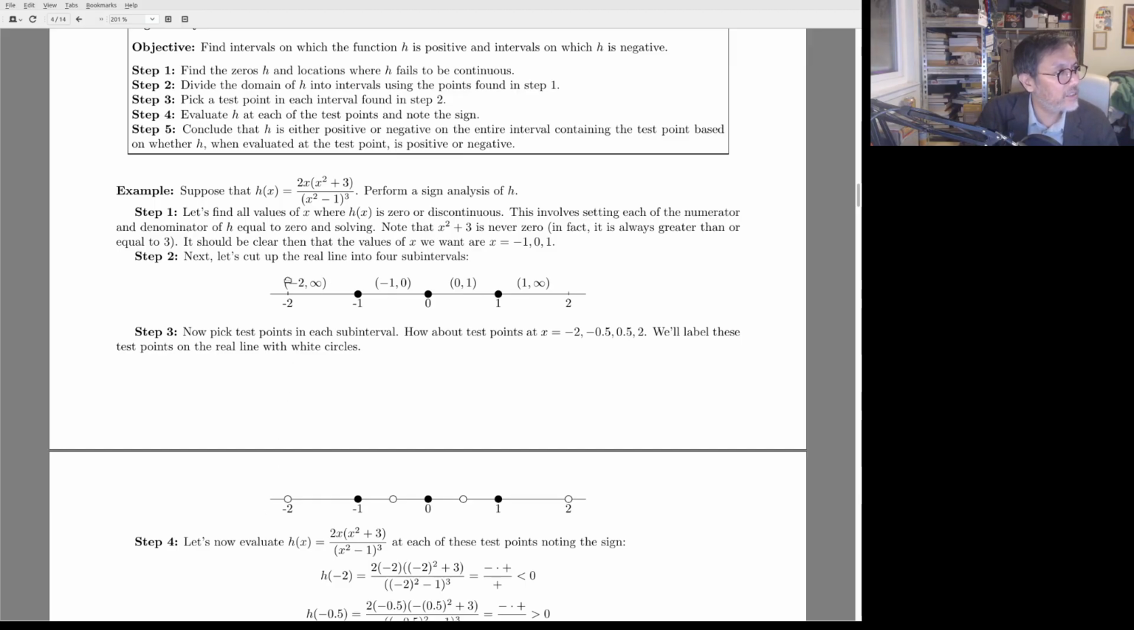Oh shoot, this is poorly written here. This is very confusing. This should read -infinity to -2. I don't know what happened here. I must have been intoxicated or something when I wrote this. -infinity to -2.